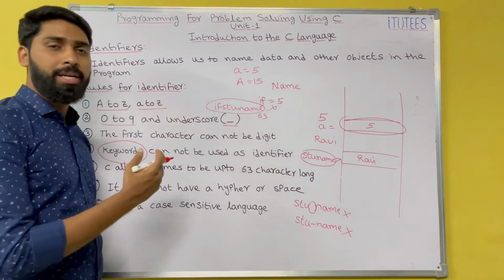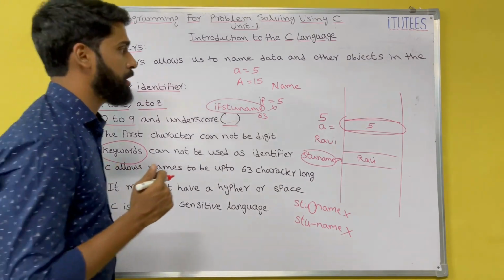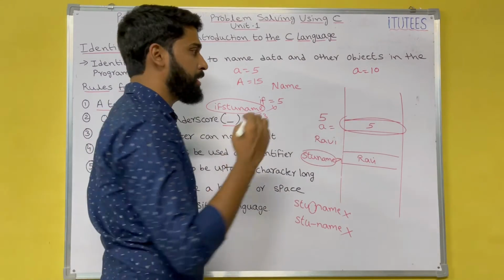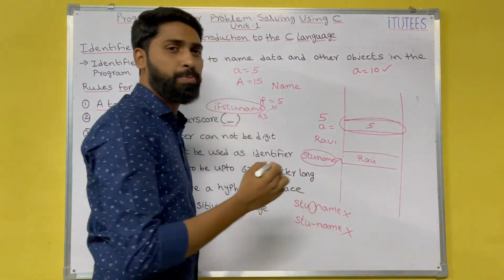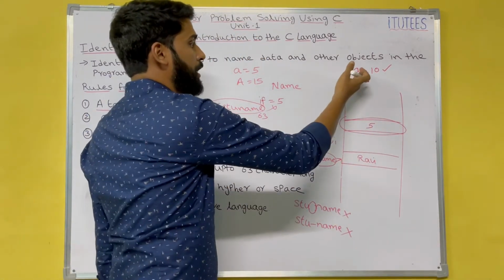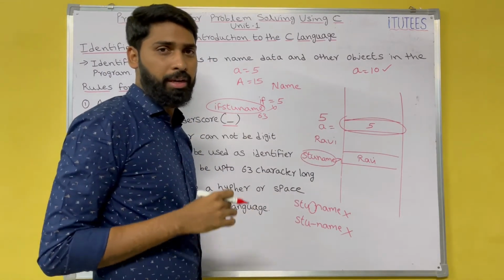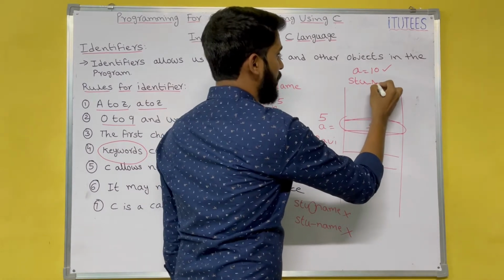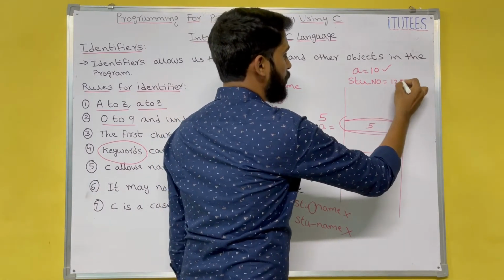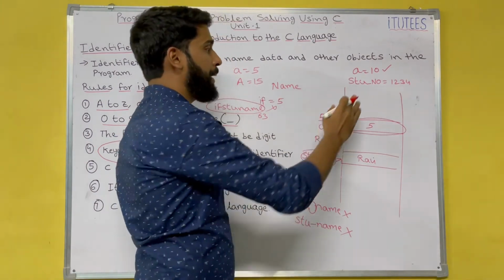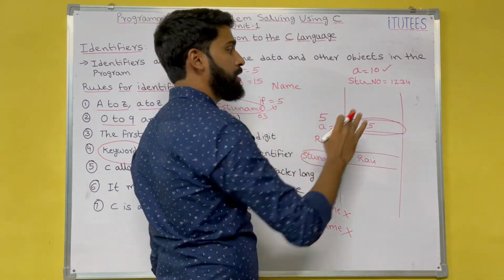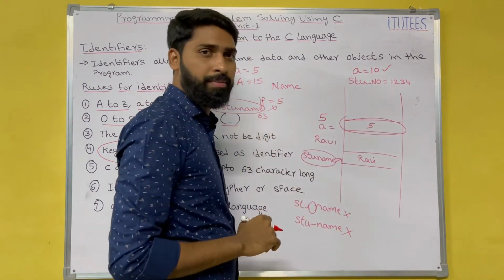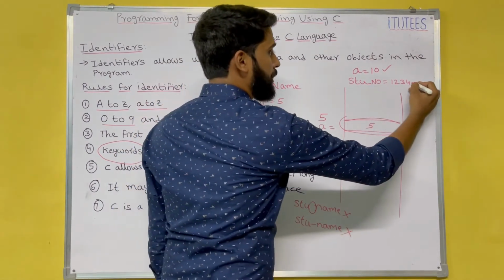Now we are going to see some identifier names. For example, a equals to 10. Is it correct or not? Yes, it is correct, but it is poor. Why? We are not giving a good name to the identifier. Now I can write like this: stu_number equals to 1234. By seeing this instruction, you can identify that 1234 is a student number. So it is a good practice.